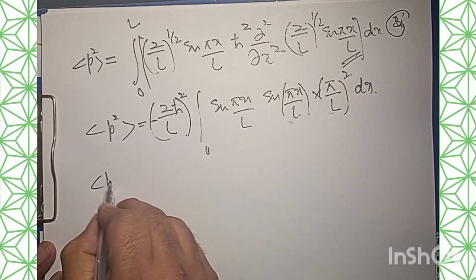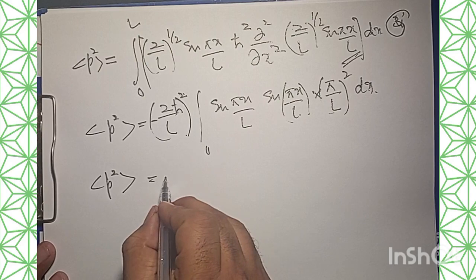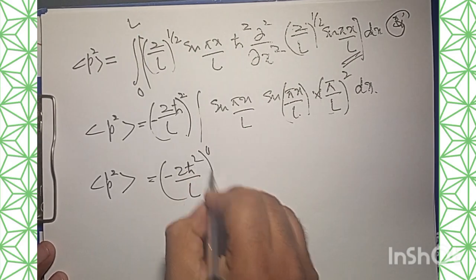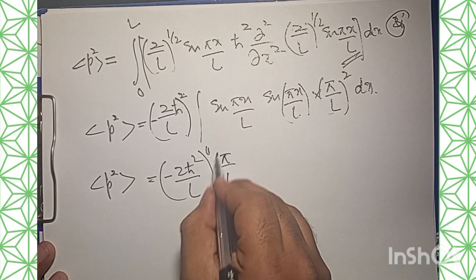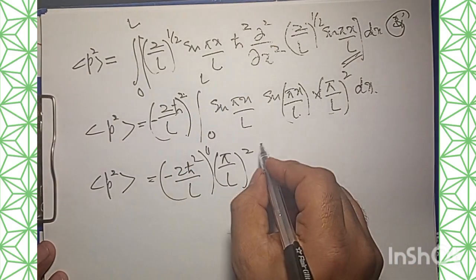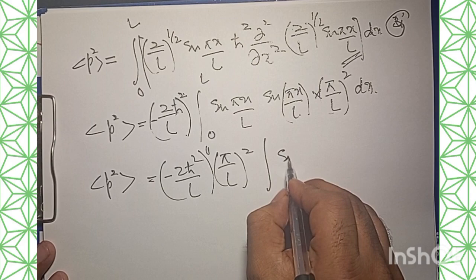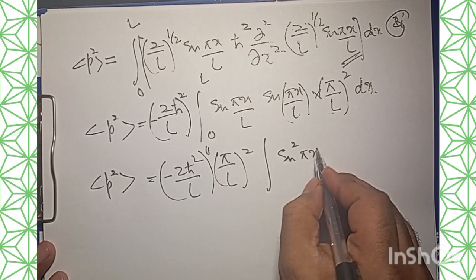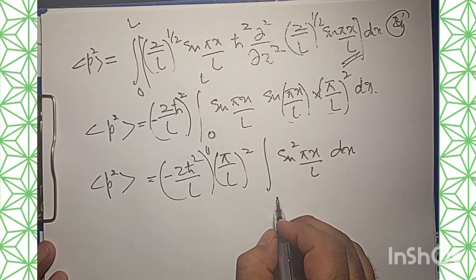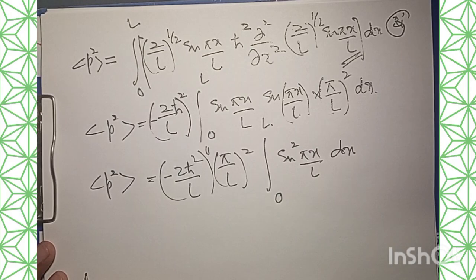So the expectation value for p square will be, what I have now is minus 2 h cross square by L. This (pi by L) whole square is out, and the integration is of sine square pi x by L dx, and the limit of integration will move from 0 to L. So that should be the case.